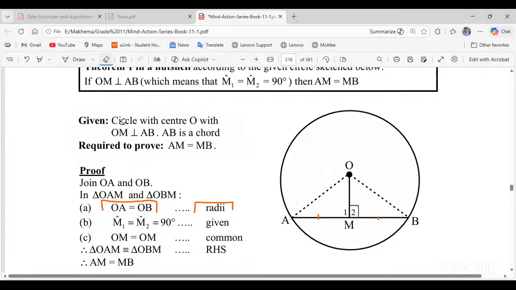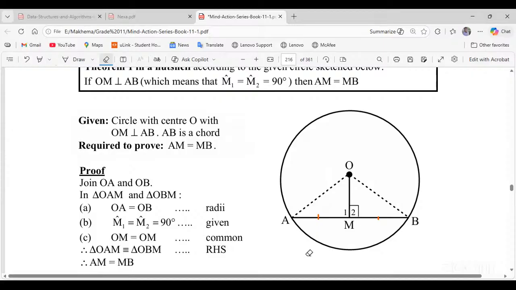the full marks. So why do you say OA is equal to OB? Because OA and OB are radii of the circle. Yes, that is the valid mathematical reasoning. Now, let's go to something that we can do. We have M1 here is equal to M2. They are both equal to 90 degrees.